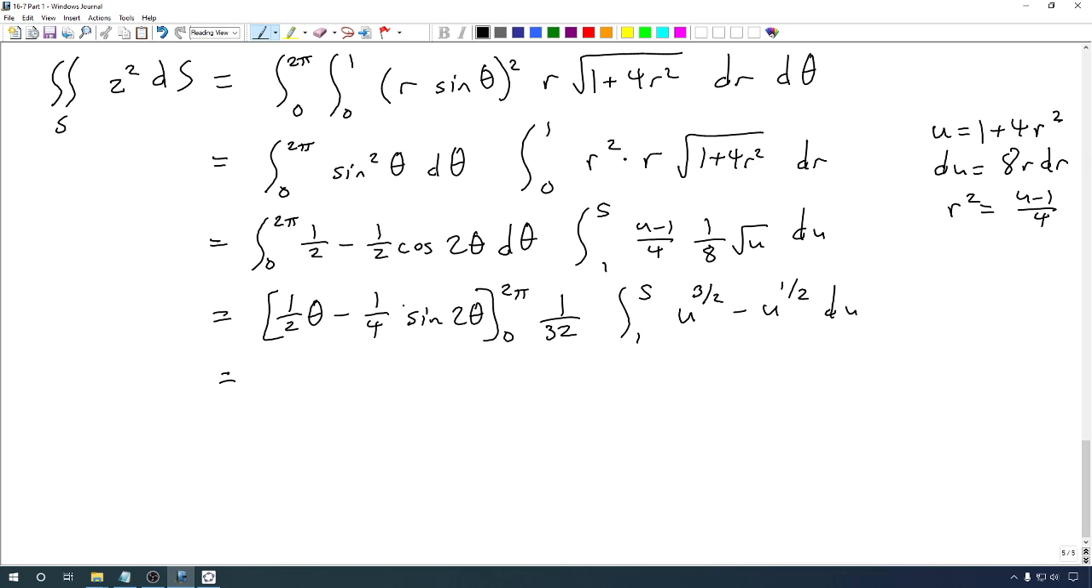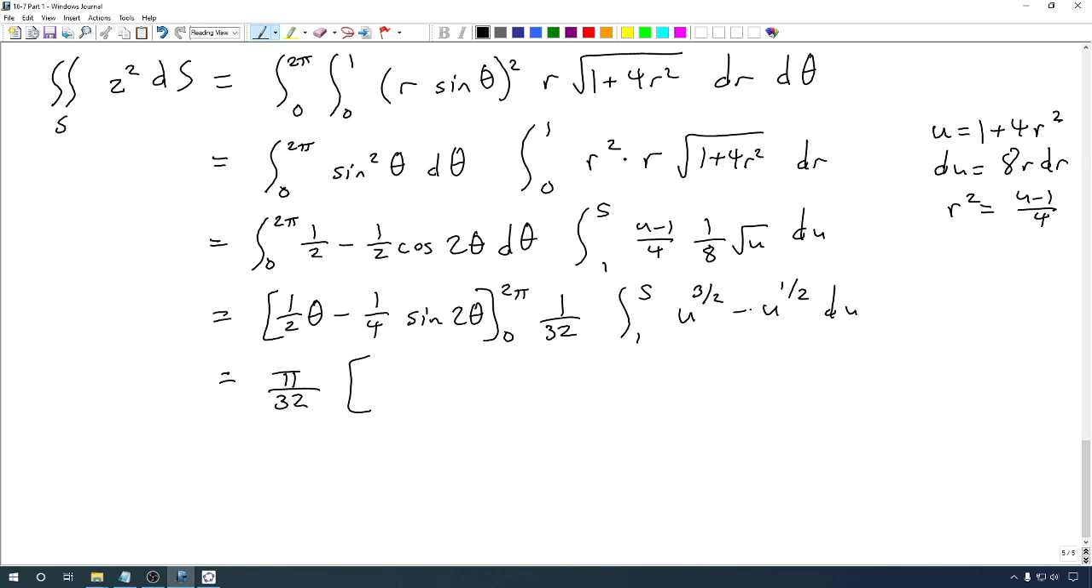Alright, here. Sine of 4 pi is 0. Sine of 0 is 0. So actually this part is going to cancel out either way. But when I take 1/2 of 2 pi, I get pi. And when I take 1/2 of 0, I have 0. So actually, this part turns into a pi. I still have the 32 on the bottom.